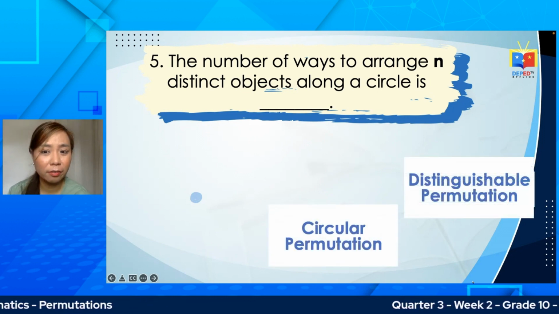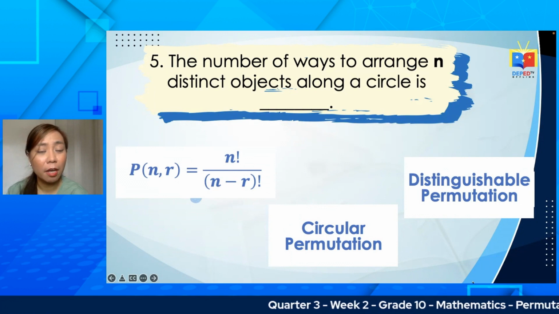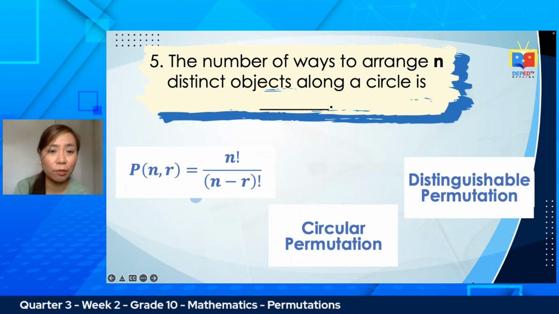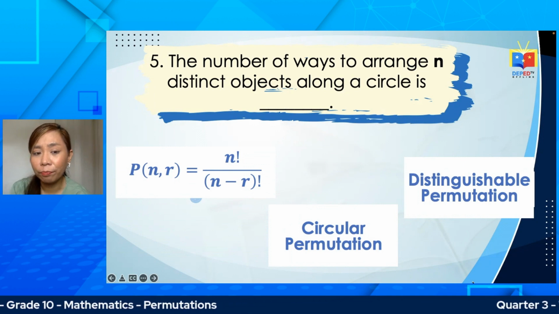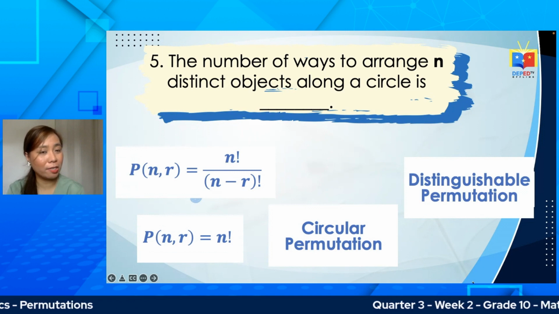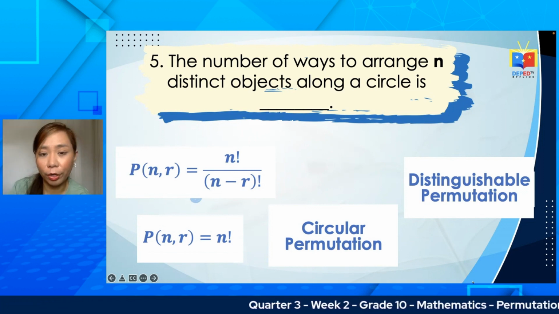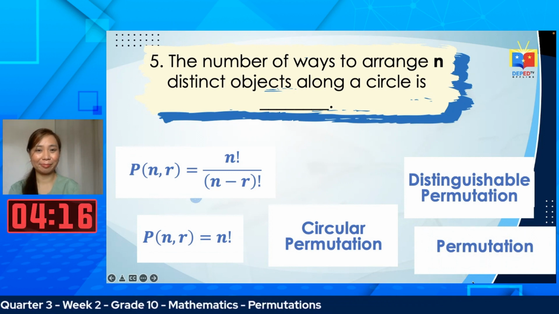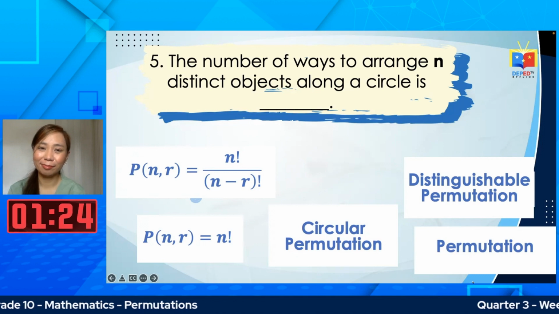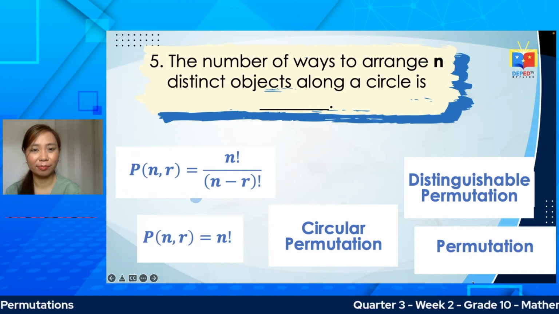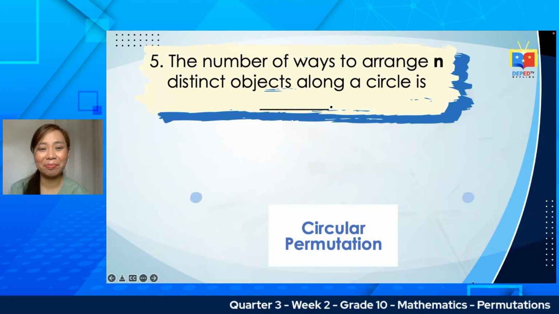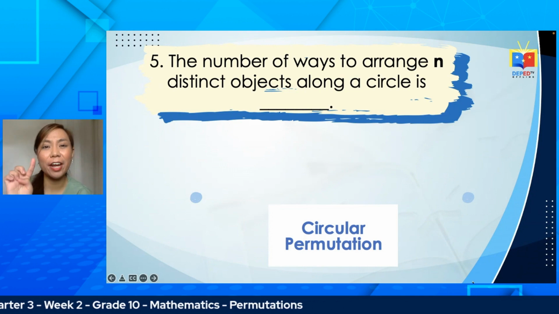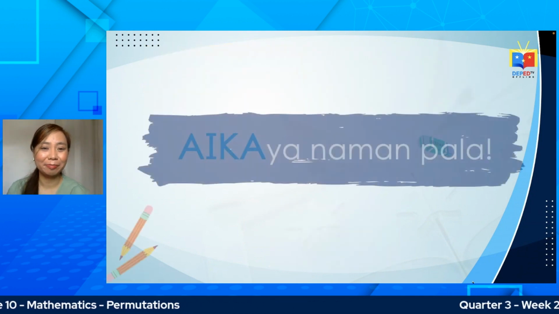Circular permutation, distinguishable permutation, permutation of n objects taken r at a time is equal to n factorial over the quantity n minus r factorial, permutation of n objects taken r at a time is equal to n factorial, or permutation. Go! And the correct answer is, good job! It's circular permutation. Our clue there is the word circle.